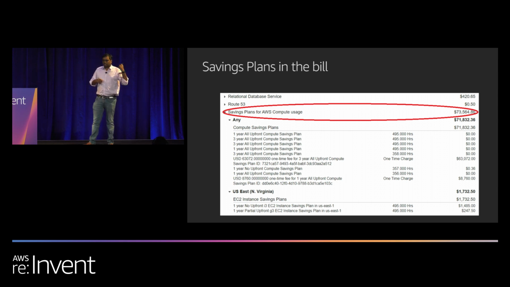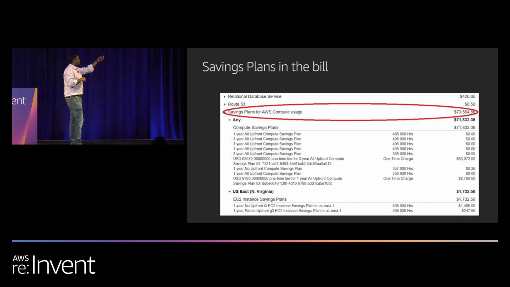So, this is a sample bill. Savings plans will show up on your bill as their own section, called Savings Plans for AWS Compute Usage. In that, we've broken it down by savings plans that apply to any region, which are basically compute savings plans, because they're not region specific.